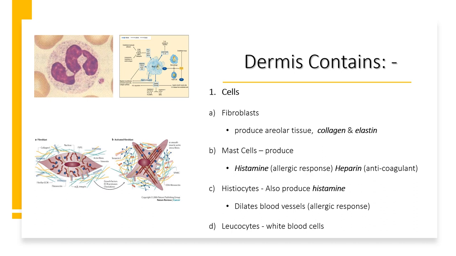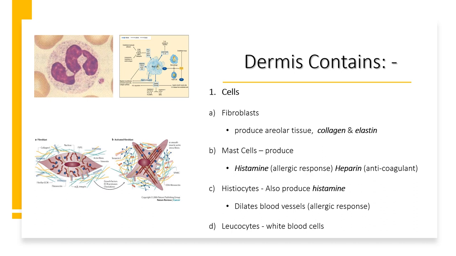Histamine is produced in reaction to an allergic response. So when we are allergic to something, histamine is produced in the mast cells and then released onto the skin. And that then causes us to have an allergic reaction. We might also take an antihistamine in order to prevent some of the allergic response that we're having. Heparin is an anticoagulant. Mast cells also produce heparin, so it stops blood from clotting.